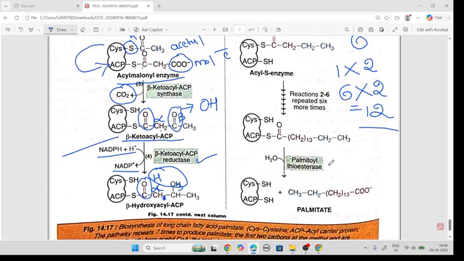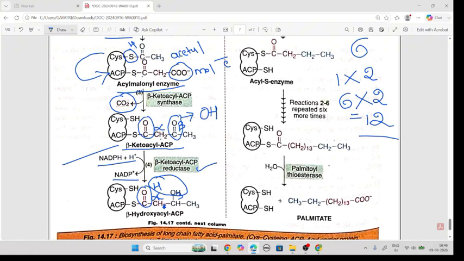That is only the return. See, whatever C double bond O is there, that is same. Now, here 13 they have added. Previously it was CH2, CH2, CH3. Now 12 extra they have added because the entire reaction has taken place for 6 times. Now it is 13, including this also it is 13.